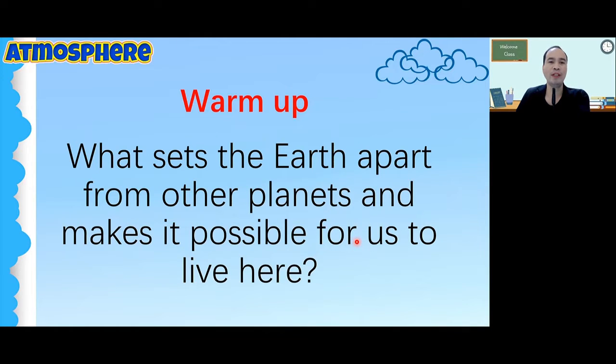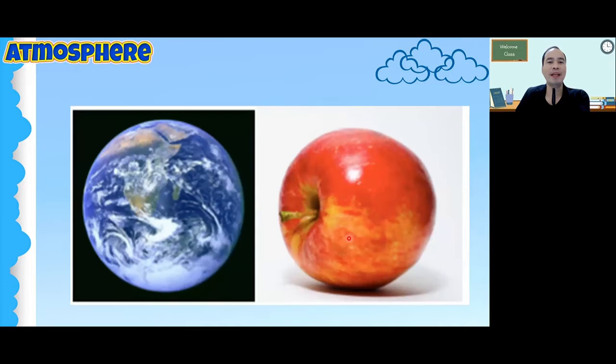Why can't we live in Mercury? Why can't we live in Saturn? So what do you think, M1? Okay, so basically that's because of our atmosphere.